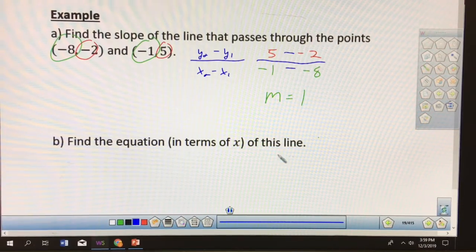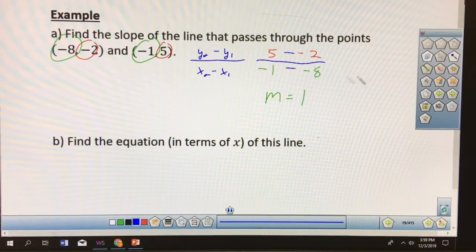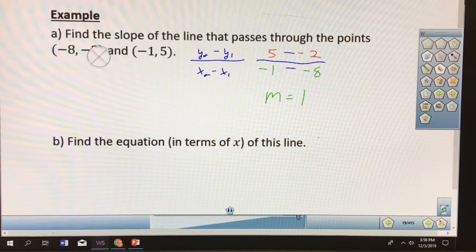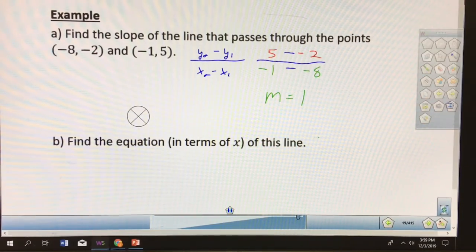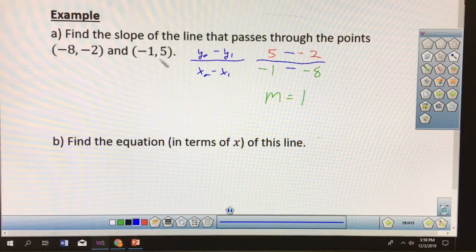Then to find the equation of the line, you've got to pick a point. You have to go with either negative 8, negative 2, or negative 1, 5. Who you going to pick? There's no negative 5. You have to pick one that's on the table.